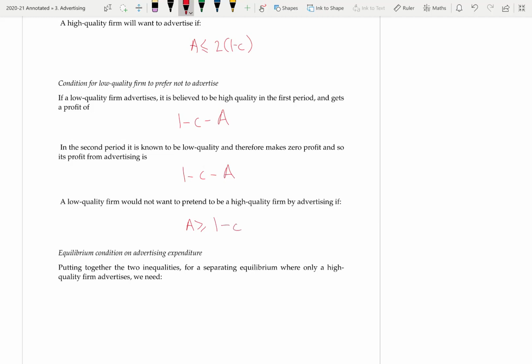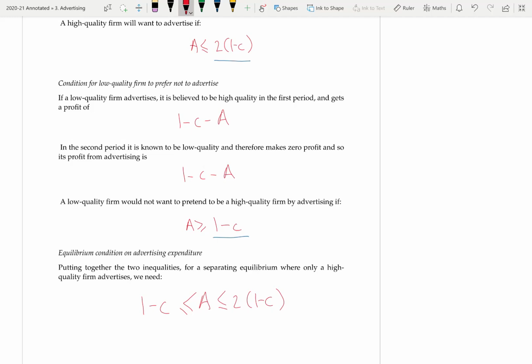So notice the difference between a high quality firm and a low quality firm is that a high quality firm makes the profit 1 minus C in 2 periods, whereas a low quality firm makes the profit 1 minus C in just 1 period. So we're going to be able to find an A that can satisfy both of these conditions. The conditions we need A to satisfy are that A is less than or equal to 2 times (1 minus C), the gain if a high quality firm advertises, and A is greater than or equal to 1 minus C, the gain if a low quality firm advertises. Since 2 is bigger than 1, we are able to find an A satisfying both conditions.